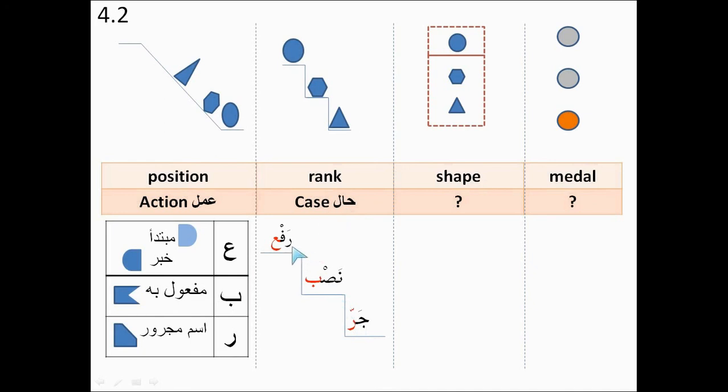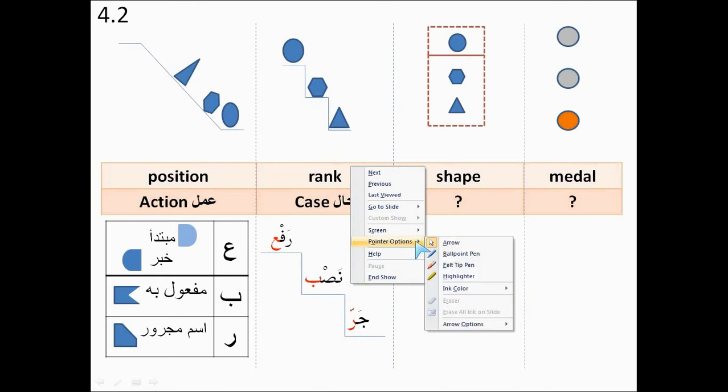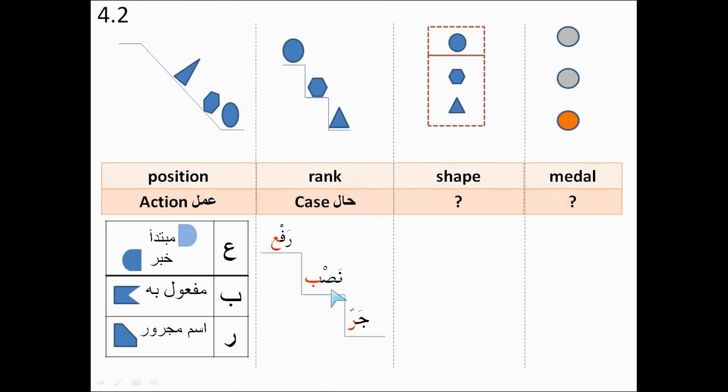We also said that raf' is the actual name of the case. The noun itself in that position is called marfu', and nasb is the position in the second place, and jar is a position if it is ism majroor. We also said that we would use these final letters to abbreviate: an ayn to mean marfu' or raf', ba to mean mansub or nasb, and ra to mean majroor or jar.